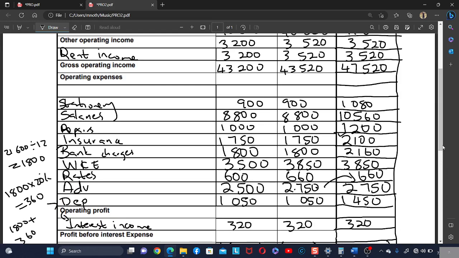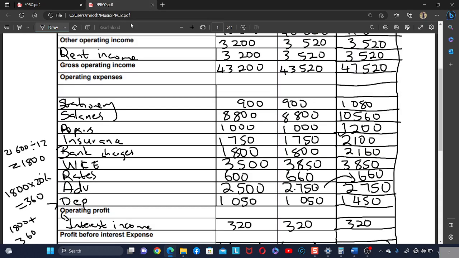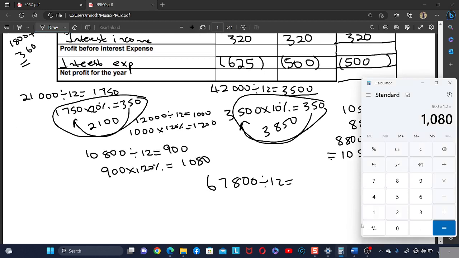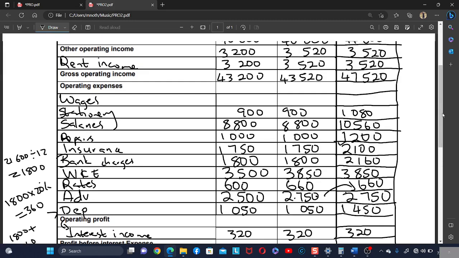So the remaining one is the wages, which are 67,800. 67,800 divided by 12. That is 5,650. The wages are 5,650 per month.